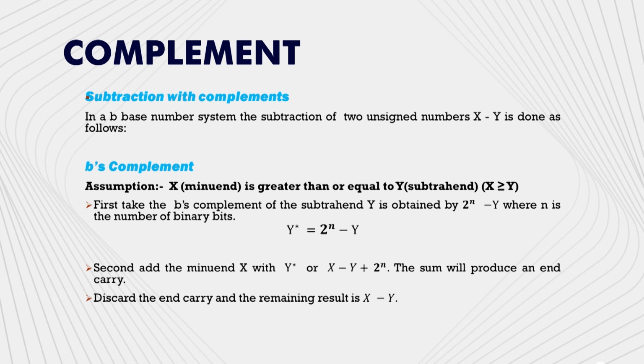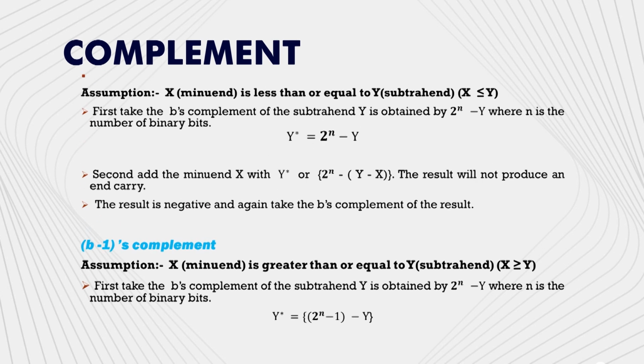So, how do we go about the subtraction using 2's complement? First, take the 2's complement of the subtrahend. You know that the 2's complement of the subtrahend, that is y asterisk, is equal to 2 raised to n, where n stands for the number of bits of the subtrahend, minus the subtrahend y. Second, add the minuend x to y asterisk. When we add it, what you get is x plus 2 raised to n minus y, or you can rewrite it as 2 raised to n plus x minus y. Why? Because we have already made the assumption that x is greater than y. So, when you add it, the sum will produce an end carry. Discard this end carry, and the remaining result is x minus y.